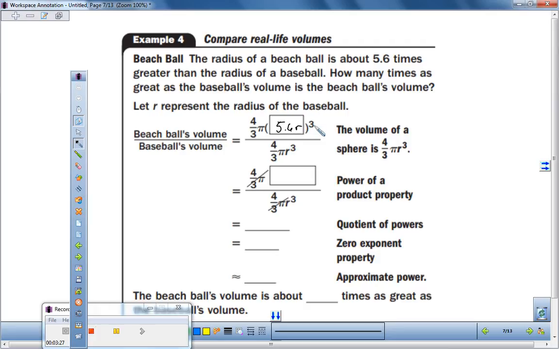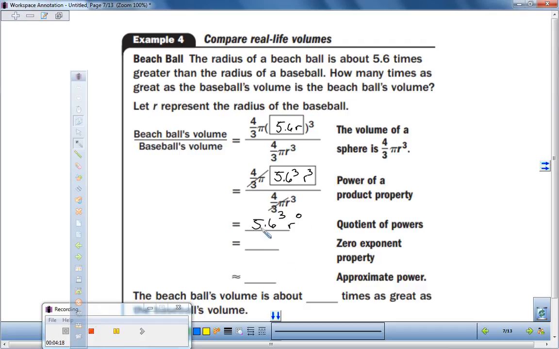Okay, so now we're going to use our power of a product rule here. If you notice, the 4/3 and the pi's will cancel out, and so we'll end up with 5.6 to the third power, R to the third power. Now from this we have R to the third divided by R to the third, so that's actually going to be R to the 0 because we end up subtracting the exponents. So we end up with 5.6 cubed, because everything canceled out with that.